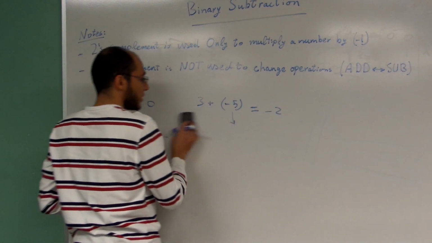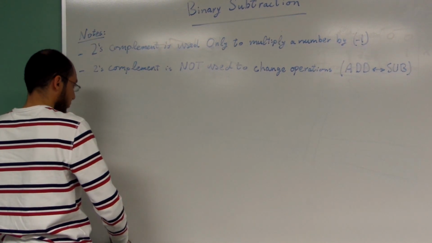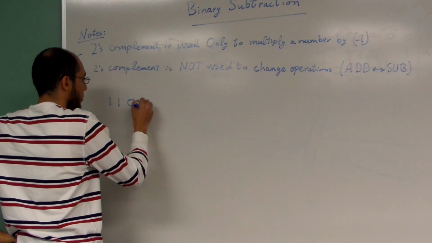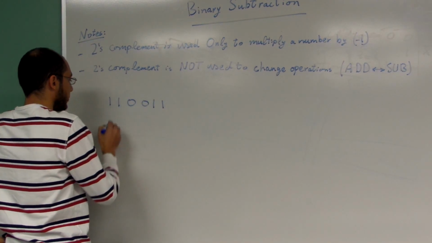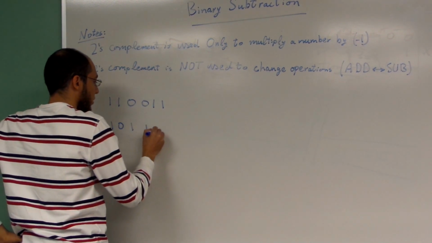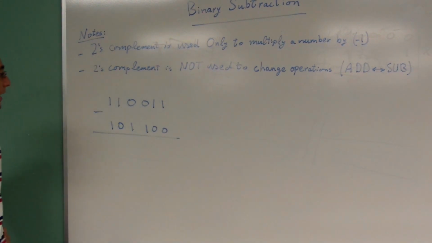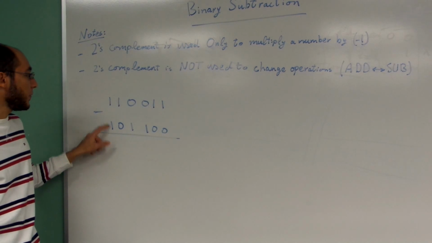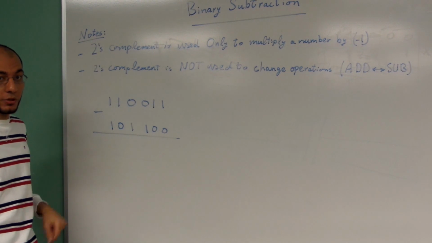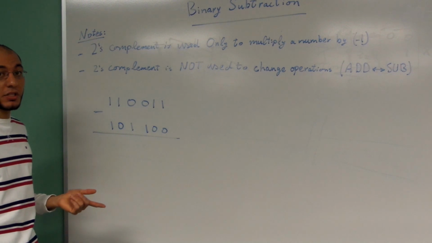Let me give you this other example. 1, 1, 0, 0, 1, 1, 1, 0, 1, 1, 0, 0. And here we have a negative sign. Again, this number is negative, this number is negative, and we have a subtraction operation. So are you going to take the 2's complement of this number or the 2's complement of that number? Well, it doesn't work that way.